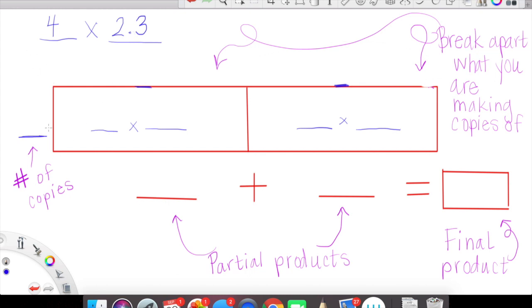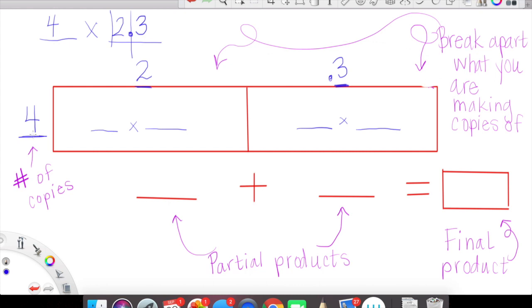We're making 4 copies, so we're going to label our area model, and we're going to put our 4 right here. Then we're going to break apart 2.3 into each individual place value. So our 2 is going to go here, and our 0.3 is going to go here. This number has 2 place values, so our rectangle has 2 pieces. We're making 4 copies, so we have our 4 labeled right here.